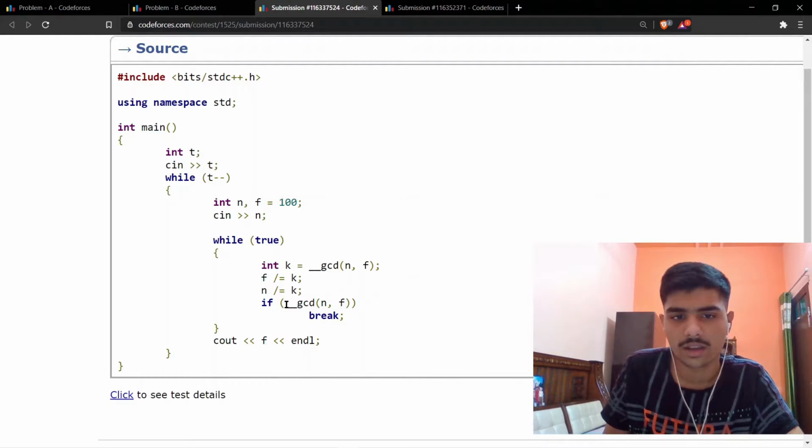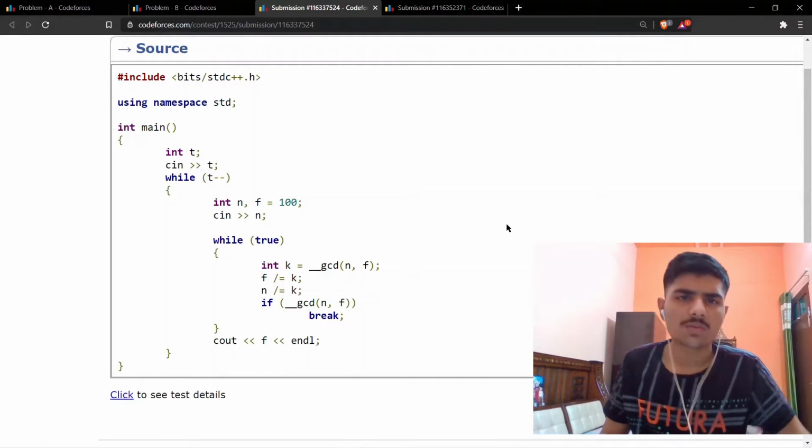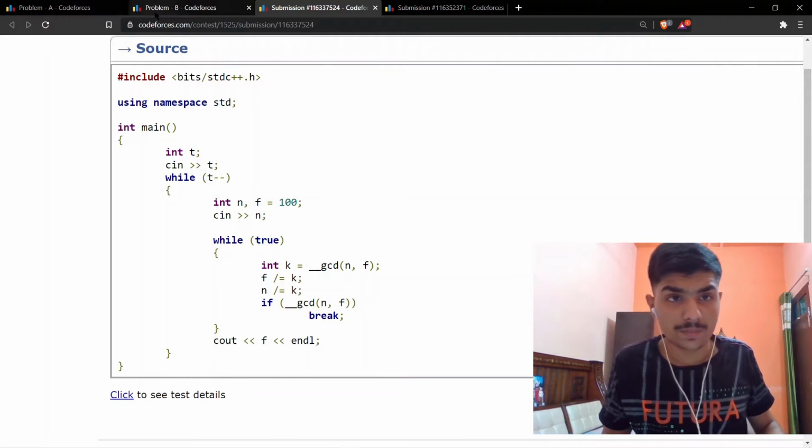Then if the GCD of both of them is equal to 1, then we are going to break and return f, which was nothing but this 100. We returned f after it was 50 and GCD was 1. So this was problem A. Let's move to problem B.